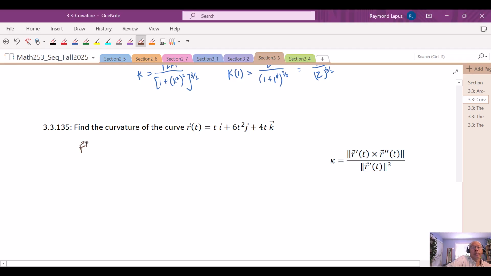So r prime of t is going to be the derivative of this. The derivative of t is 1. The derivative of 6t squared is going to be 12t. And the derivative of 4t is just going to be 4. Then we take the derivative of that, and we're going to get 0, 12, 0. That's nice. Okay, so let's find the cross product of these two.